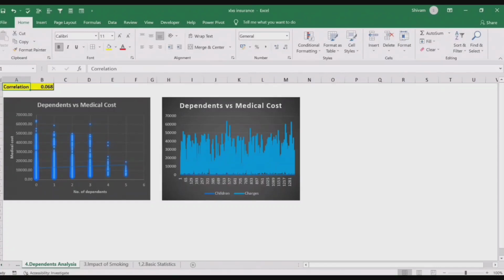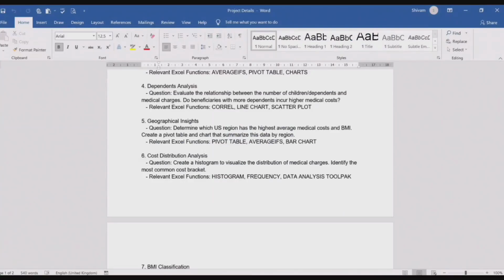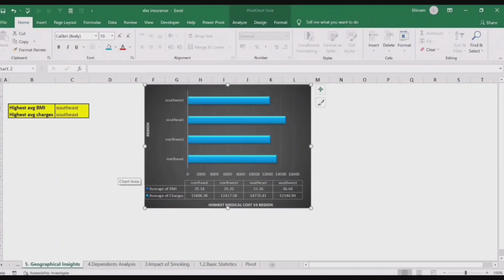Now jump on to the next question. We have to determine the highest average medical cost and BMI on the region basis. So here I have calculated the average BMI and average of charges for different regions. We can clearly see that the southeast region has the highest average BMI and charge, followed by the northeast, and southwest has the lowest average BMI and medical charges. Now jump to the next question.